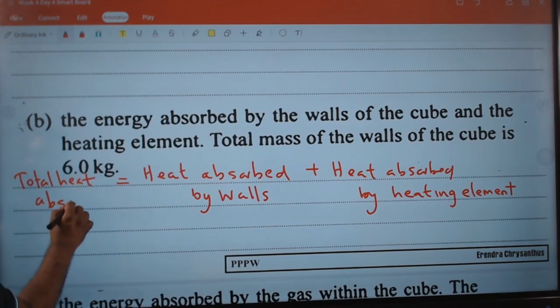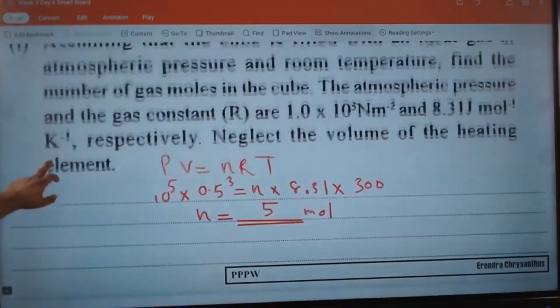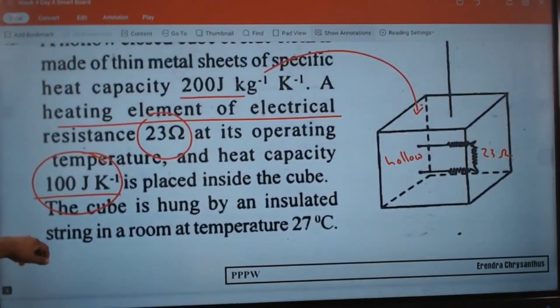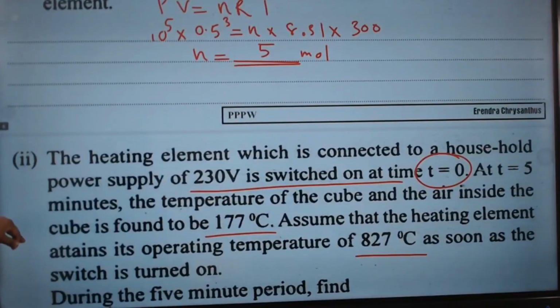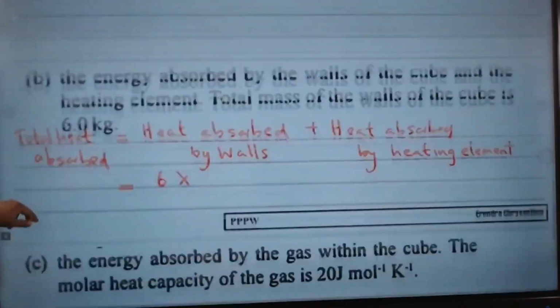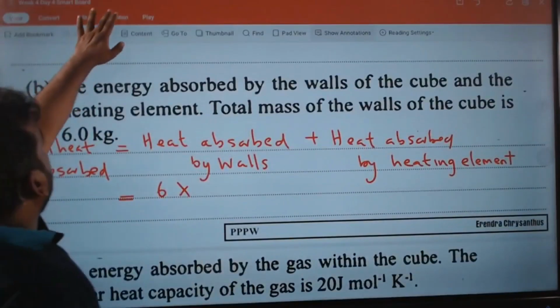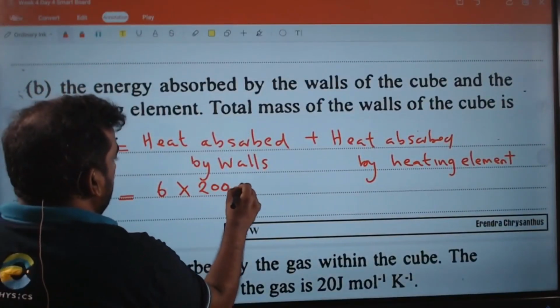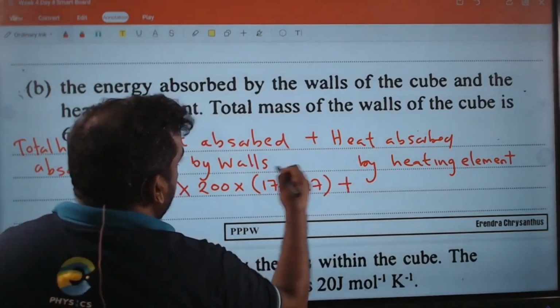Total mass of the walls of the cube is 6 kilograms. mc delta theta: 6, specific heat capacity 200 joules per kilogram per Kelvin. Temperature change is given, so 177 minus 27.